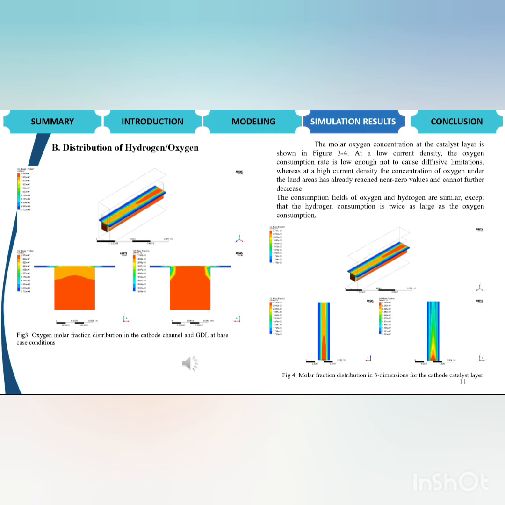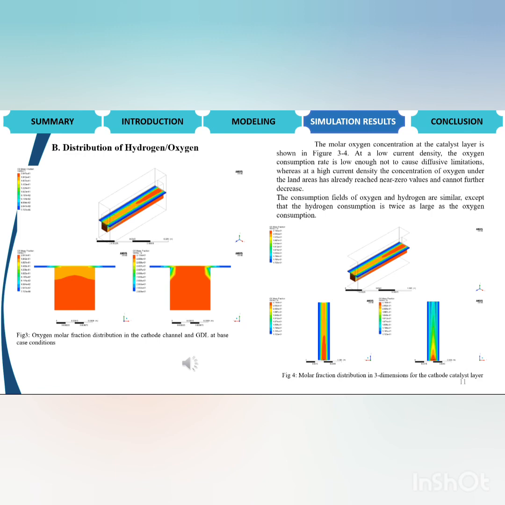The molar oxygen concentration at the catalyst layer is shown in figures 3 and 4. At a low current density, the oxygen consumption rate is low enough not to cause diffusive limitation, whereas at high current density, the concentration of oxygen under the land area has already reached a near-zero value and cannot decrease further. The consumption fields of oxygen and hydrogen are similar, except that the hydrogen consumption is twice as large as the oxygen consumption.